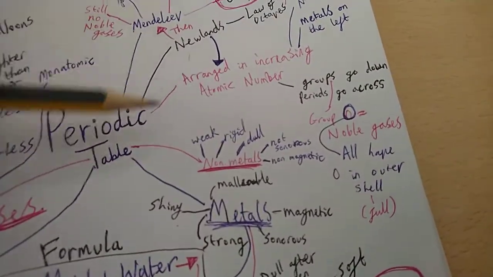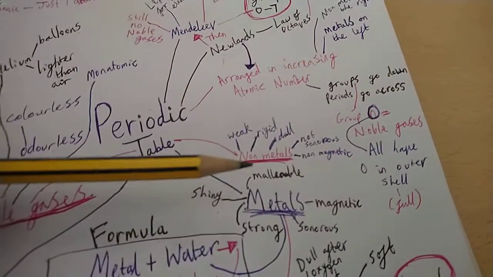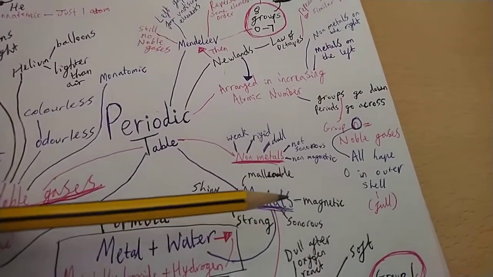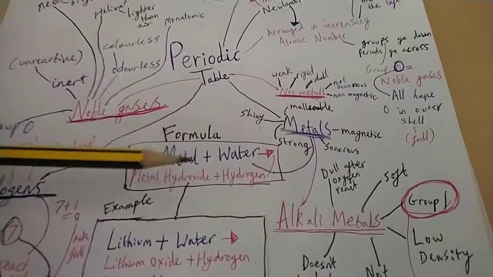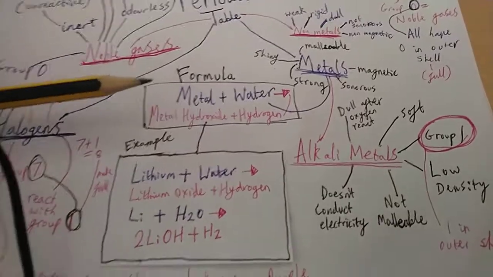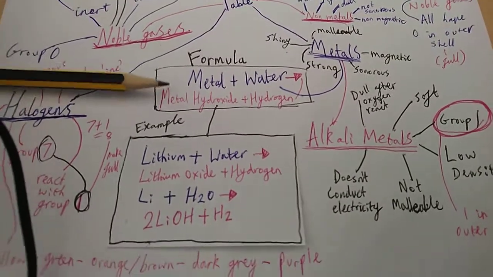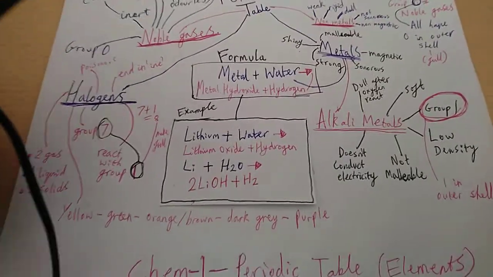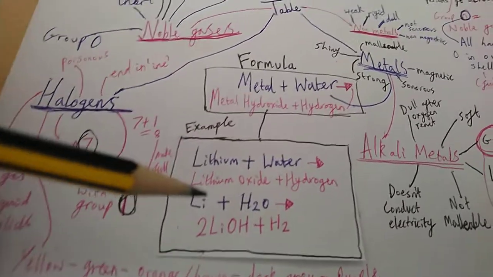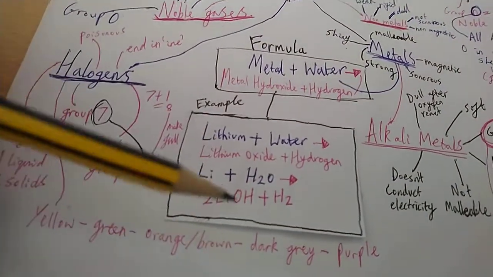So, non-metals are weak, rigid, dull, not sonorous, non-magnetic, whereas metals are malleable, shiny, strong, sonorous, and magnetic. And the formula for metals is a metal plus water turns into metal hydroxide plus hydrogen. So an example of this formula being put into action is lithium plus water, lithium being the metal, turns into lithium oxide plus hydrogen. This in symbol form is this.